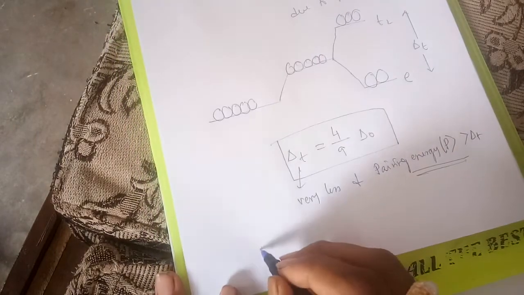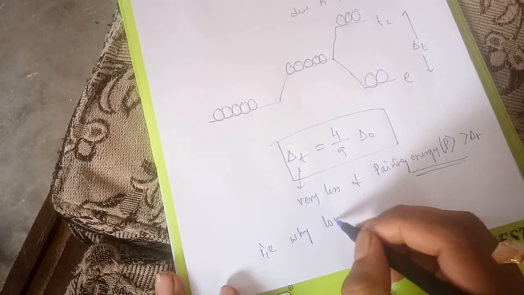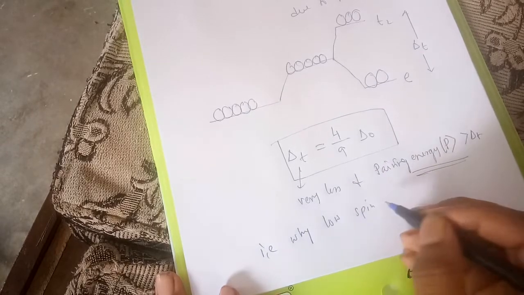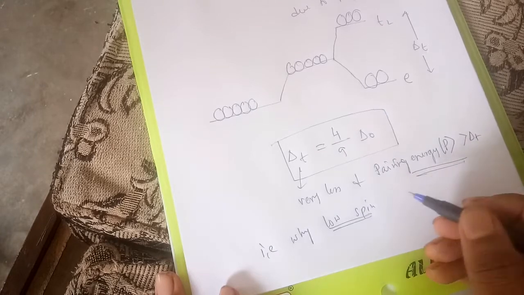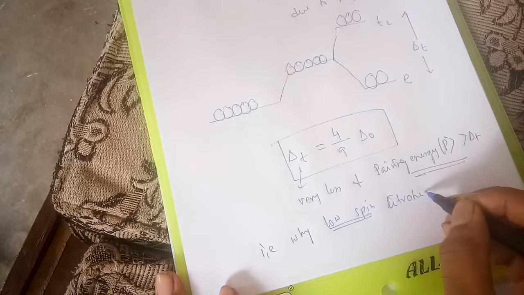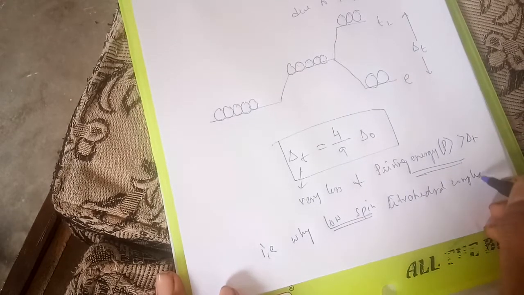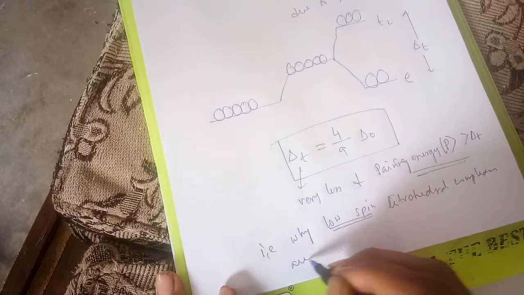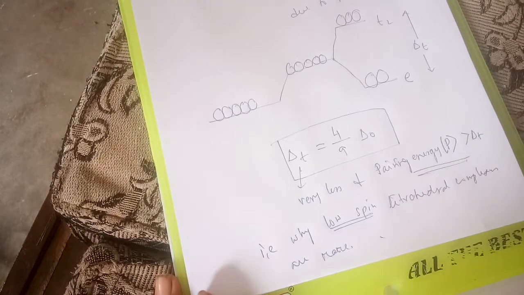That is why low spin, meaning the spins do not pair up, spin remains unpaired always. Low spin tetrahedral complexes are rare. So these things you have to understand.